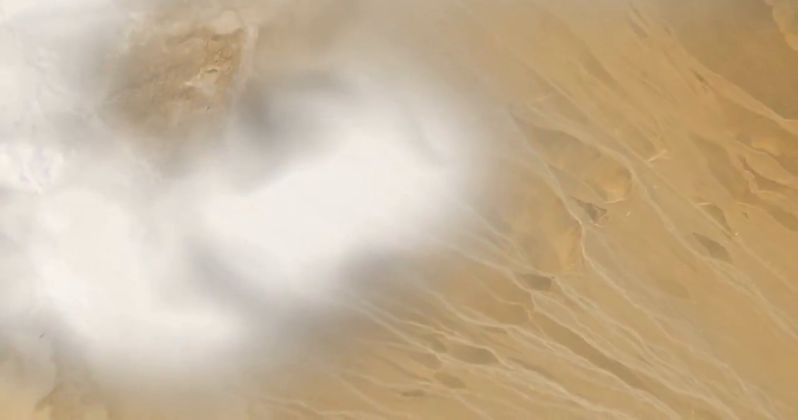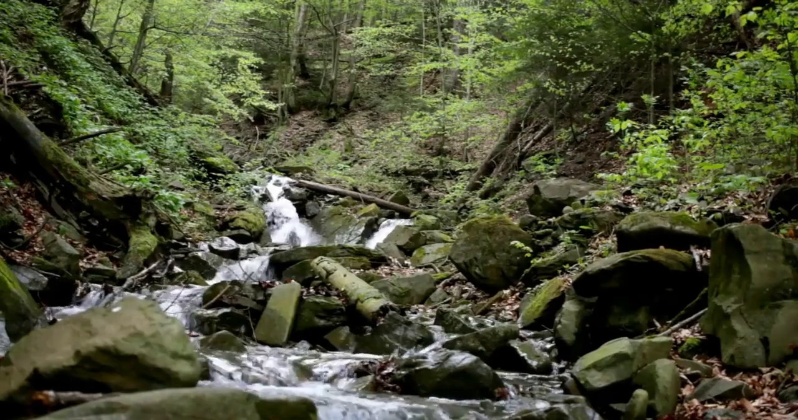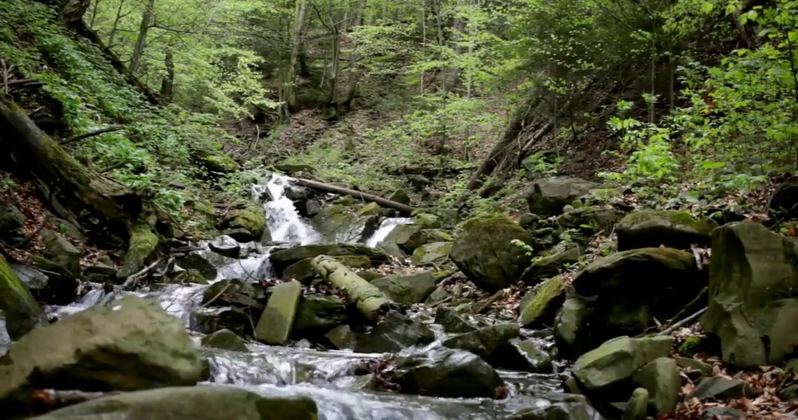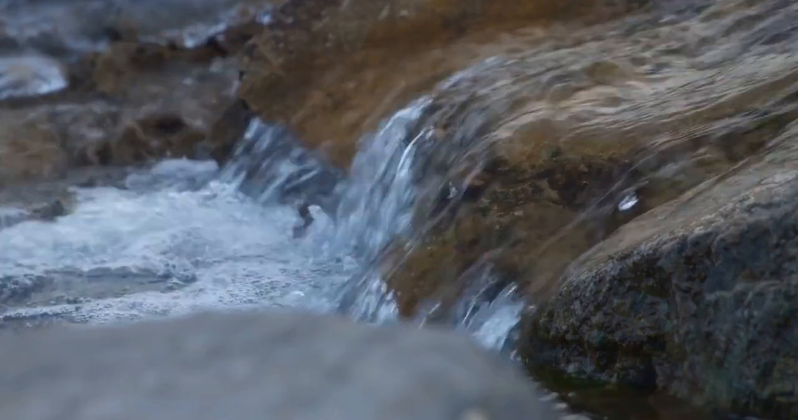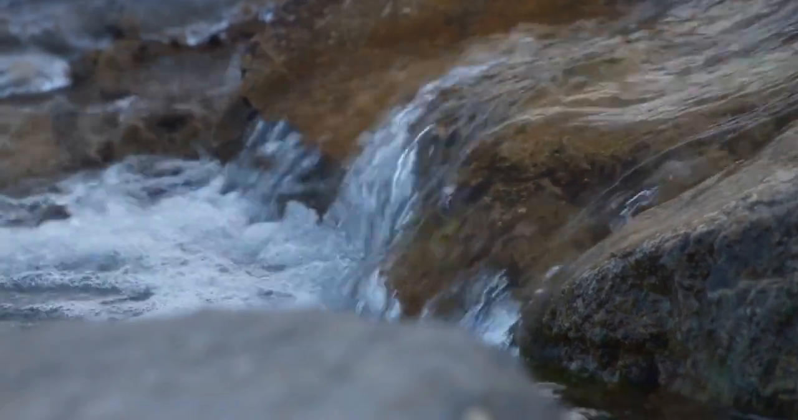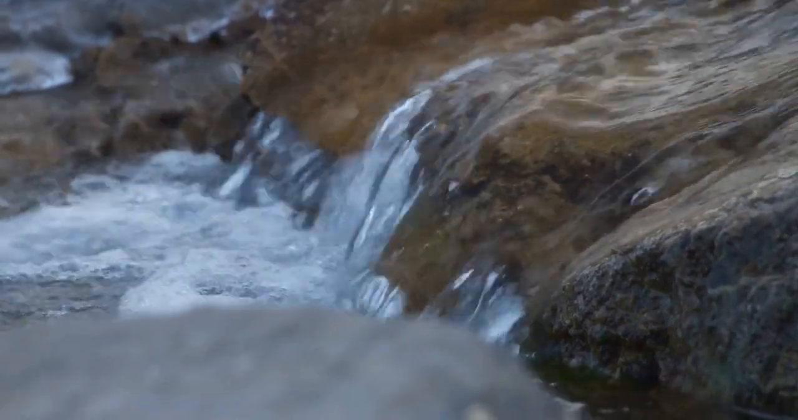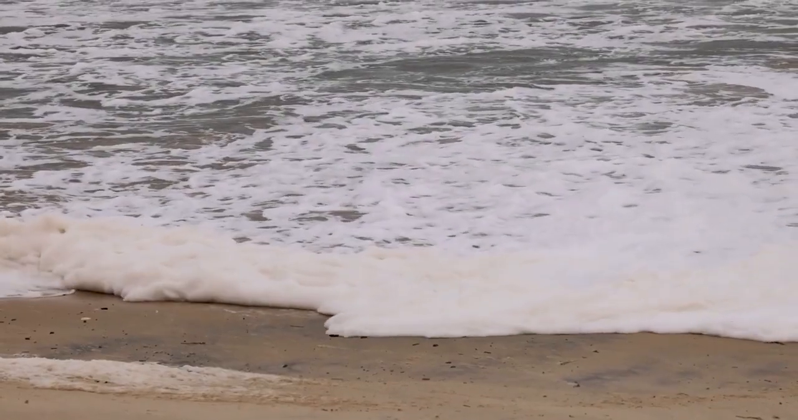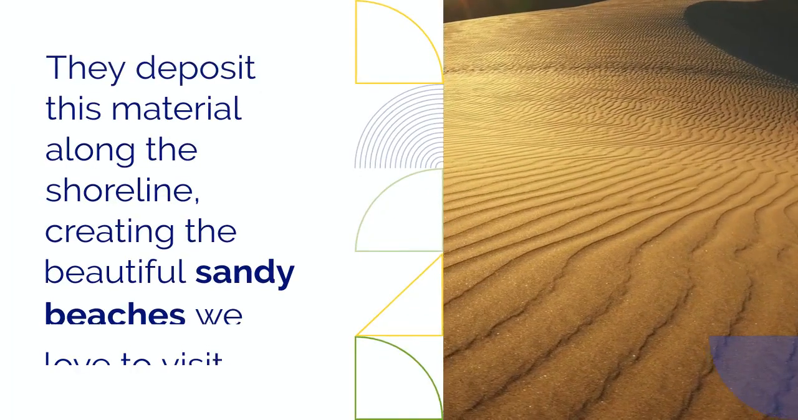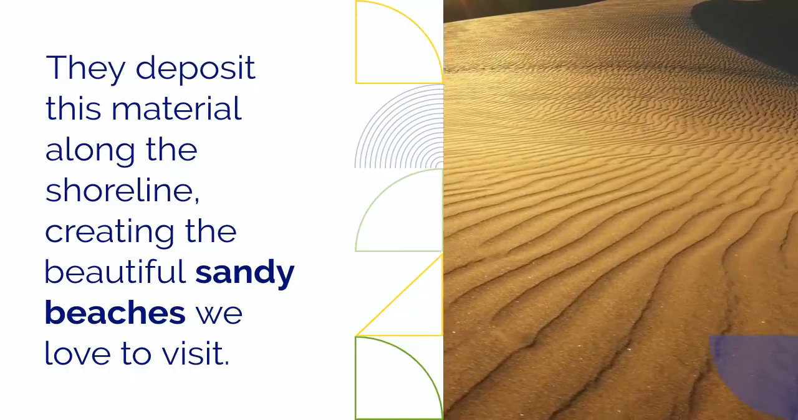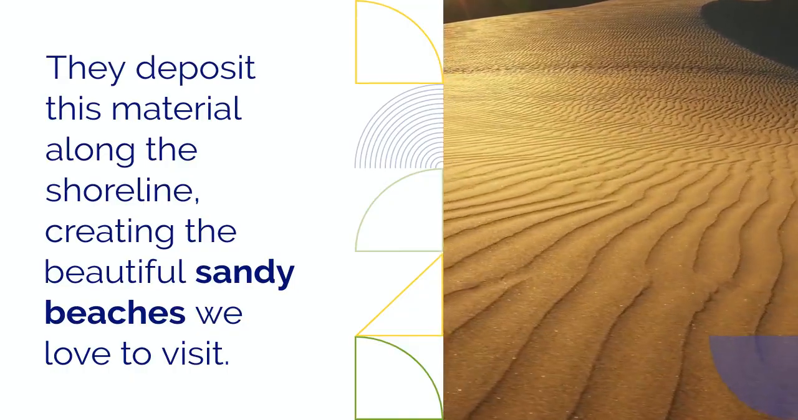Another example is an alluvial fan. This happens when a fast-moving stream flows from a steep mountain onto flat land. The water spreads out and slows down, depositing its sediment in a fan-like shape. And of course, we have beaches. Waves and ocean currents constantly carry sand and other small particles. They deposit this material along the shoreline, creating the beautiful sandy beaches we love to visit.